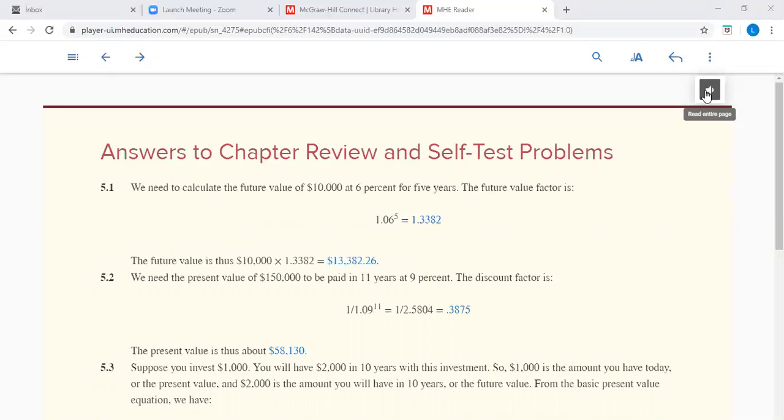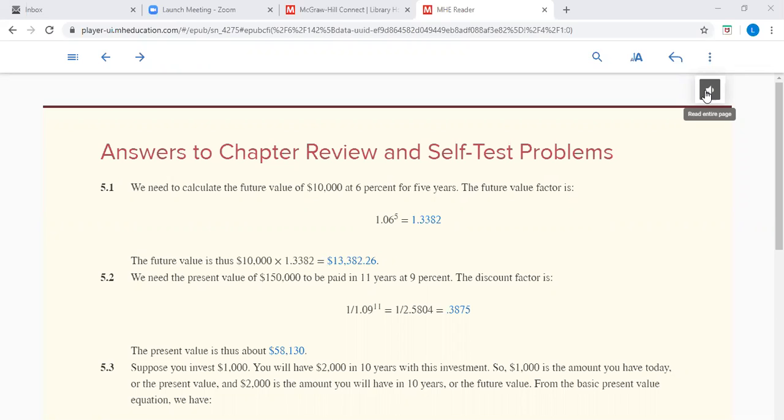Now you could use your finance app on your calculator. Your N would be 5. Your I would be 6. Your present value is 10,000. And then you use your arrow keys to go to future value. Alpha solve: 13,382.26. So either way, you get the same answer. Remember, we're looking to see how much will it grow to.